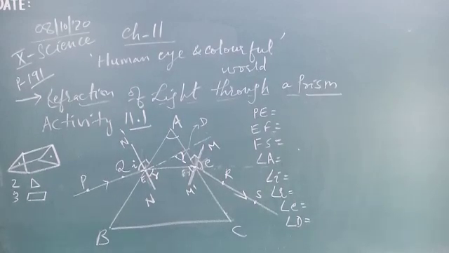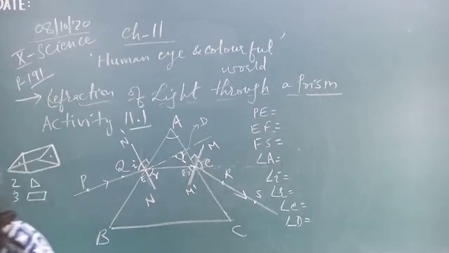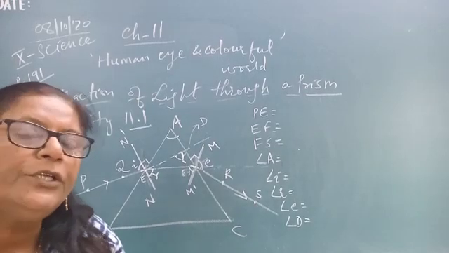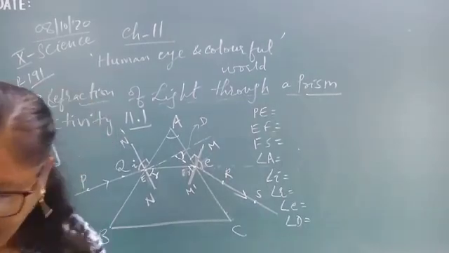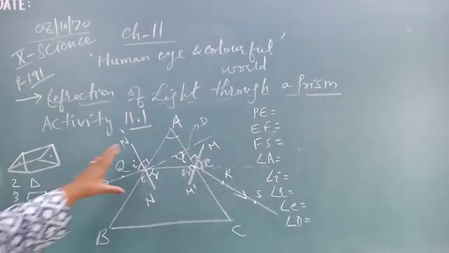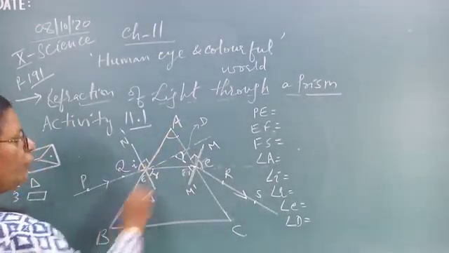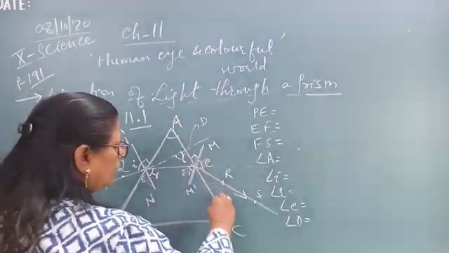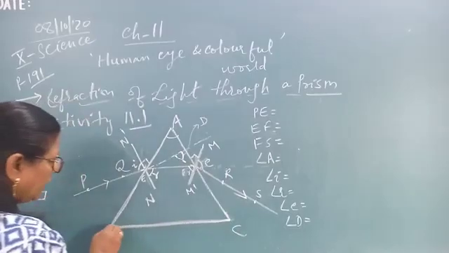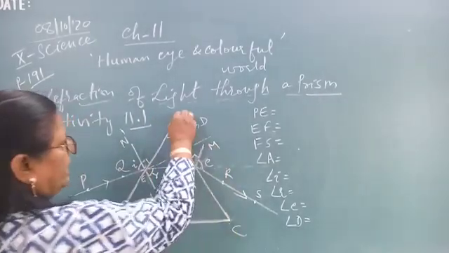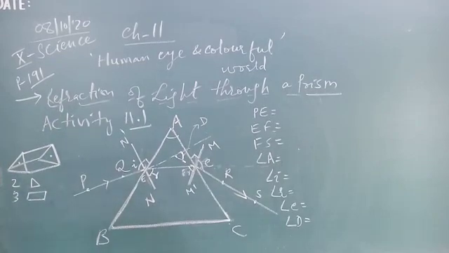First of all, fix a sheet of white paper on a drawing board using drawing board pins. Then place the glass prism in such a way that its triangular base is on the paper, and mark its position A, B, C with the help of a pencil on the drawing paper. Now note down the outline of this prism on the paper.